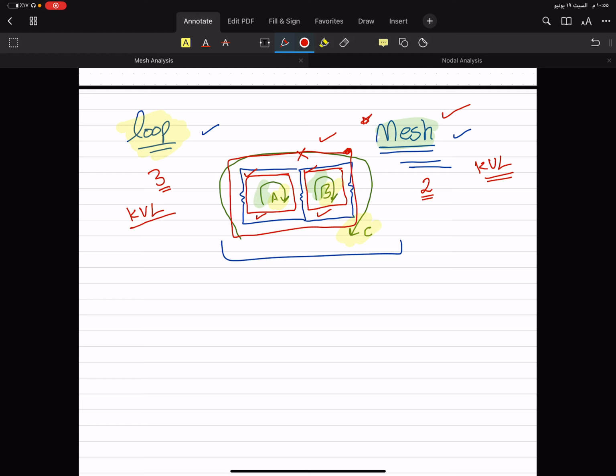In any loop, I can use KVL. In the mesh, also I can use KVL, but in the mesh I can also use mesh analysis, which is our topic today. So let's get started.